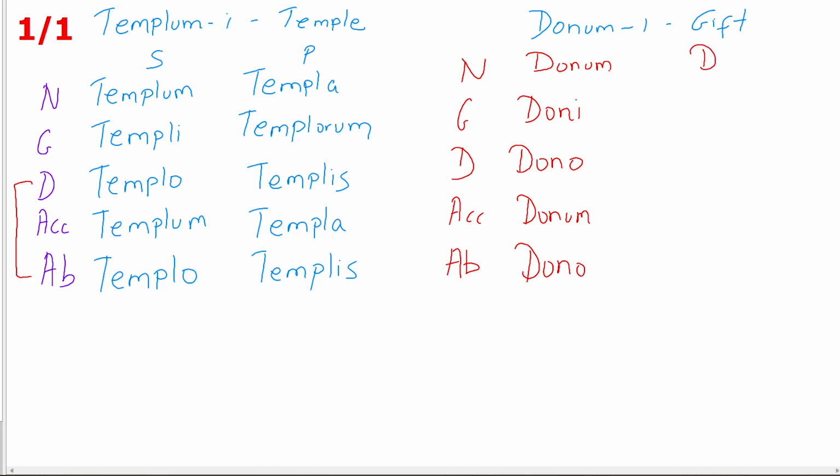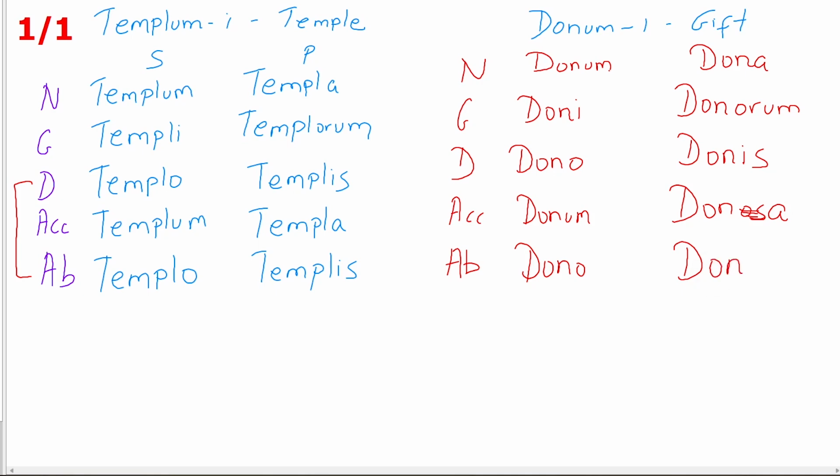Nominative plural dona, then genitive plural donorum, dative plural donis, accusative plural dona, ablative plural donis.